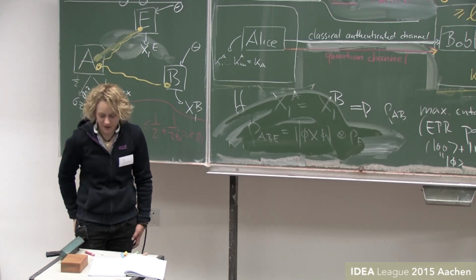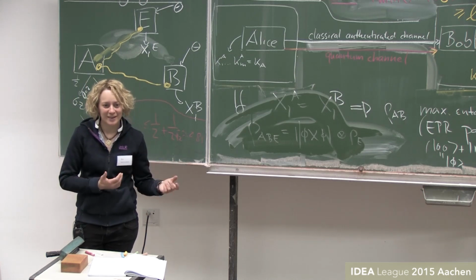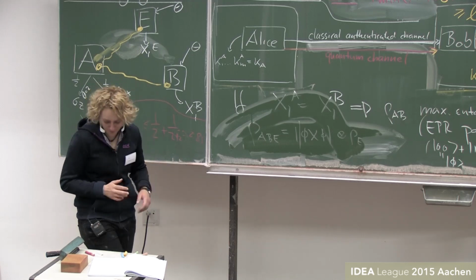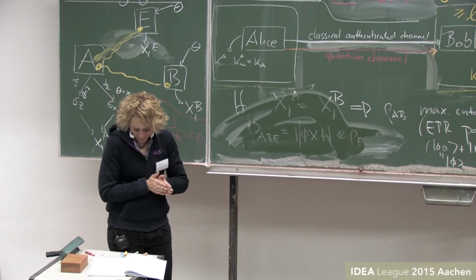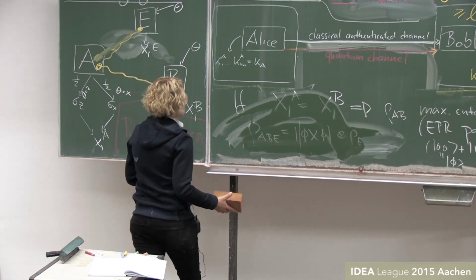So note that such a strategy is somewhere in the middle. It's not like maximally entangled between Alice and Bob and Eve is uncorrelated. It's more complicated. Very good.